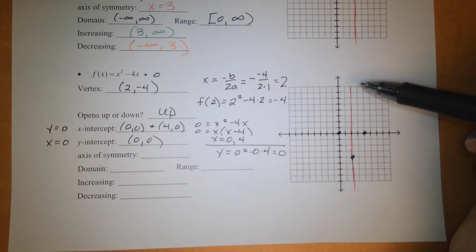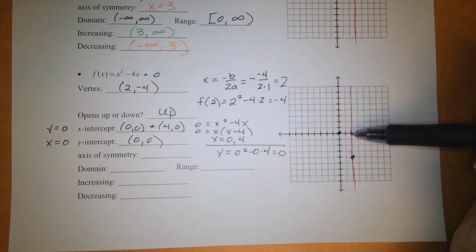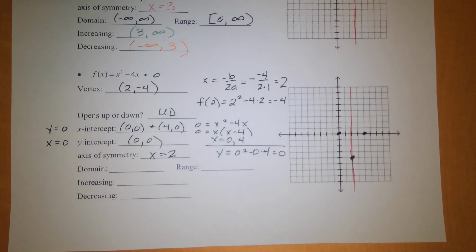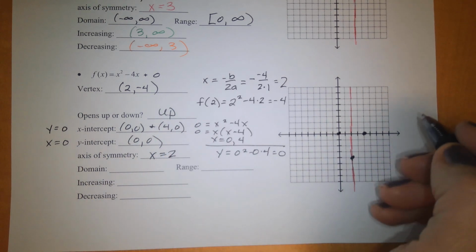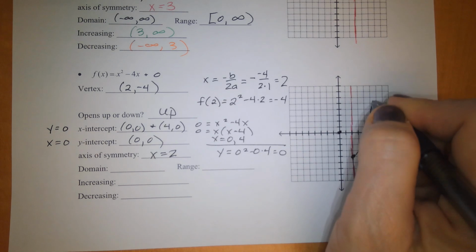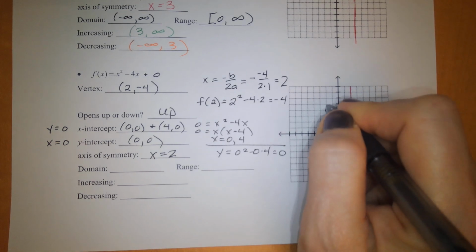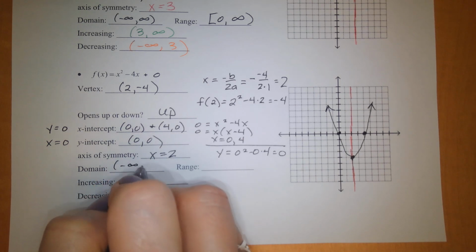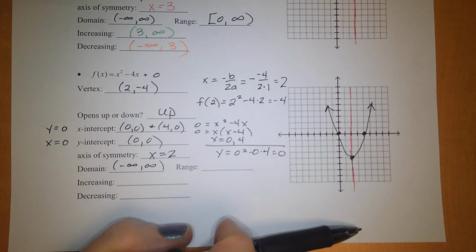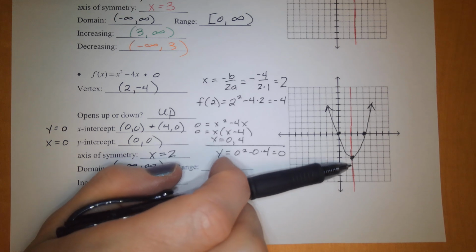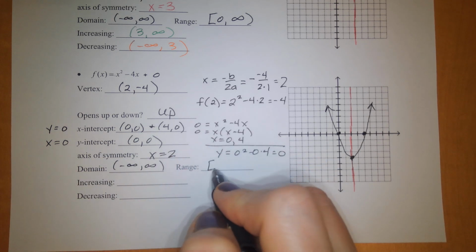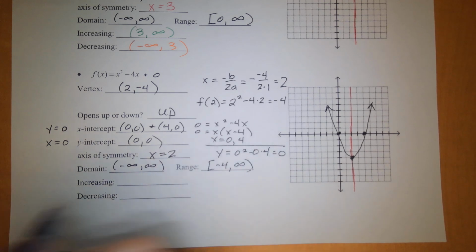My axis of symmetry is a line that goes through the x-axis at 2. The domain is going to be all real numbers because it is a parabola. It extends to the left and to the right indefinitely. The range, however, does not start until I get to a y value of negative 4, but then continues indefinitely upwards.